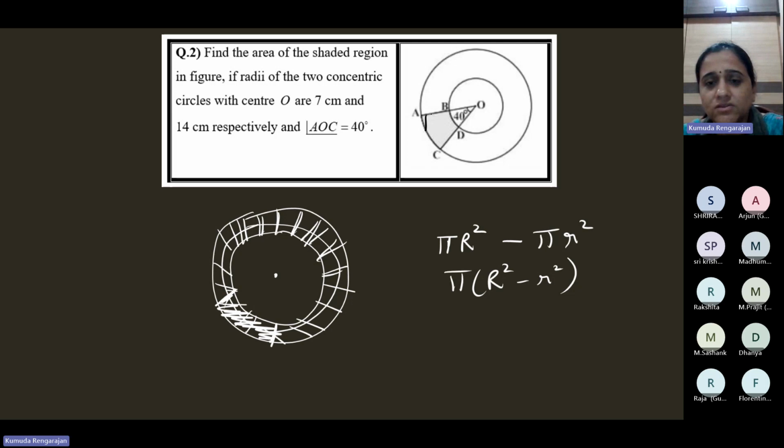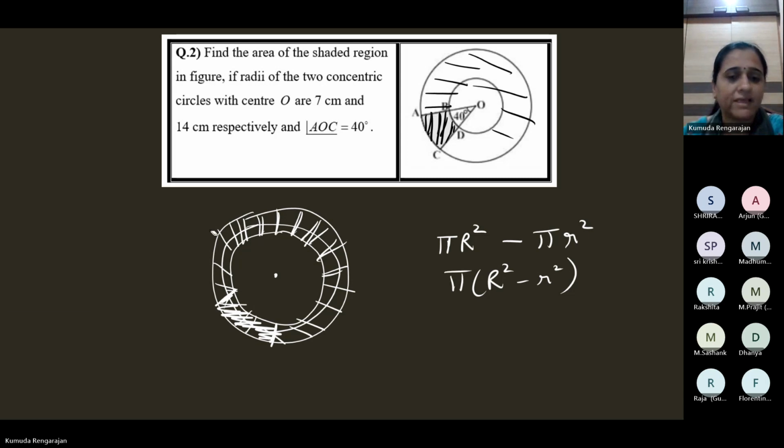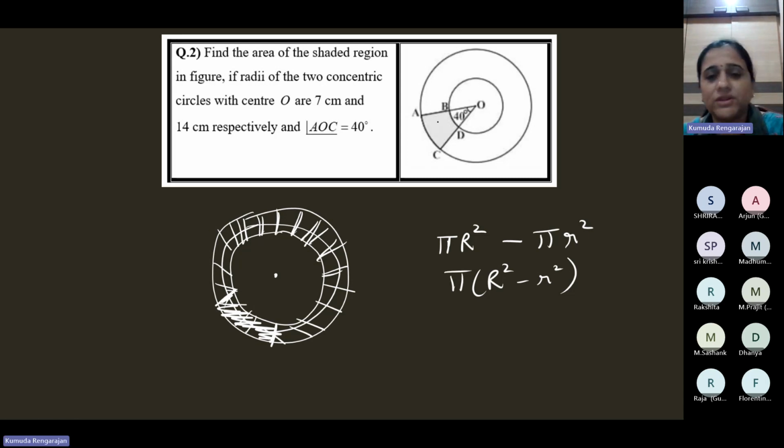This is the shaded area. We need to find the area of this region. And this region is some part of the whole ring. This is the ring, the area between the two circles. This area is pi capital R square minus small r square.